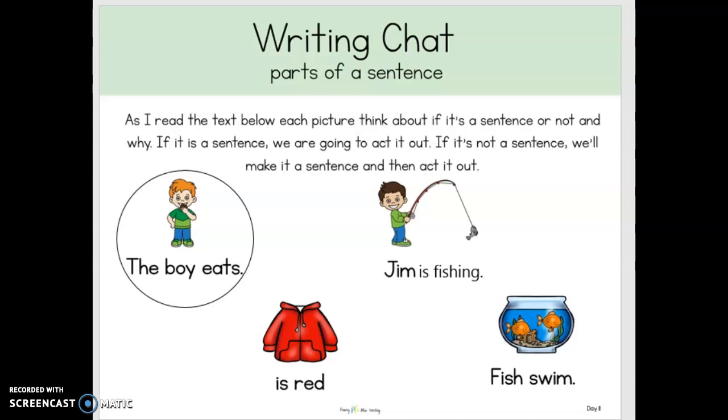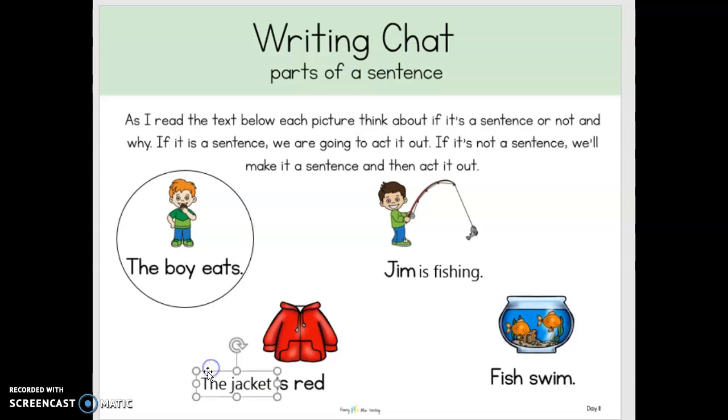So we have spaces between our words. I have a capital letter at the beginning and a period at the end. Now it's a sentence. The next one says down here, is red. Is that a sentence? Well, no, I don't really know what is red, although we have a picture, so maybe we can fix this. Let's see, that looks like a picture of a jacket to me. So let's fix this and make it a sentence.